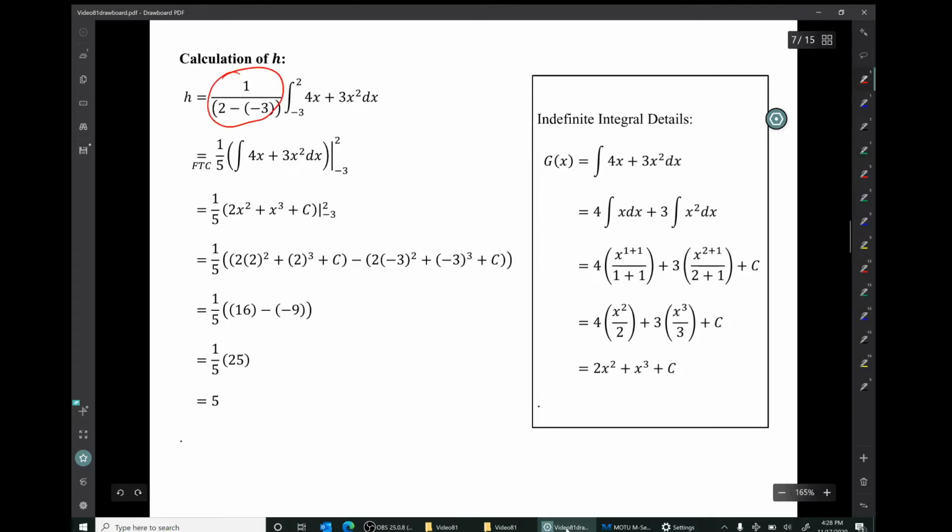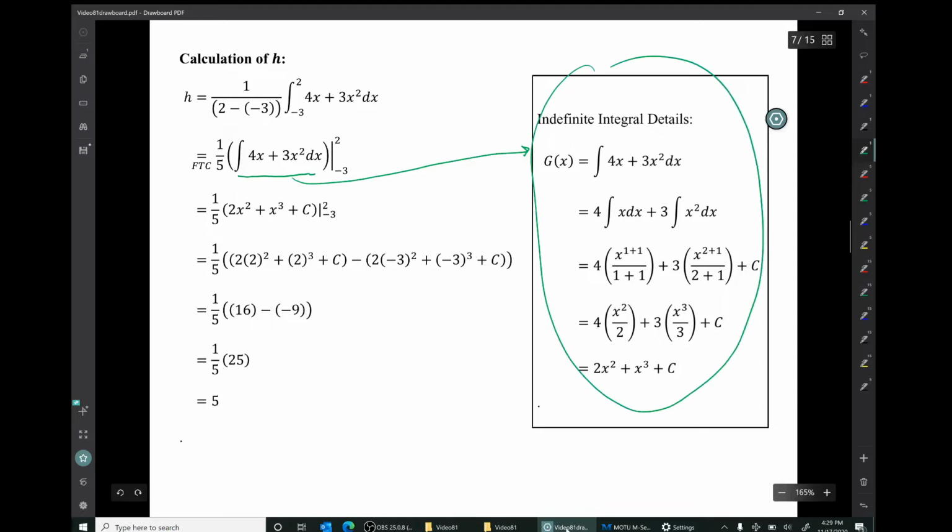That 1 over b minus a is just simply 1 over 5. And then I've used the fundamental theorem of calculus to replace this definite integral with this expression involving the indefinite integral. That's what the fundamental theorem of calculus tells us. And then, using the same kind of organization that I've used for the last couple of videos, I break off this indefinite integral calculation and I put it over on the side. In this indefinite integral details box, I bring the result back and put the result there.